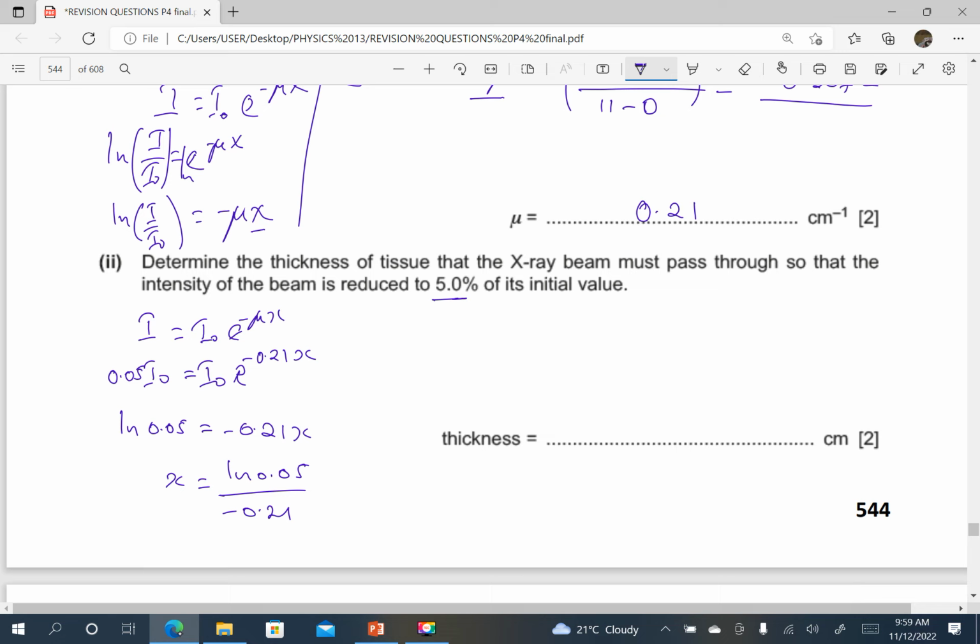Press the calculator. So this is approximately 14 in centimeters, two significant figures. Note that I didn't change the units, so this is still remaining as 14 centimeters.